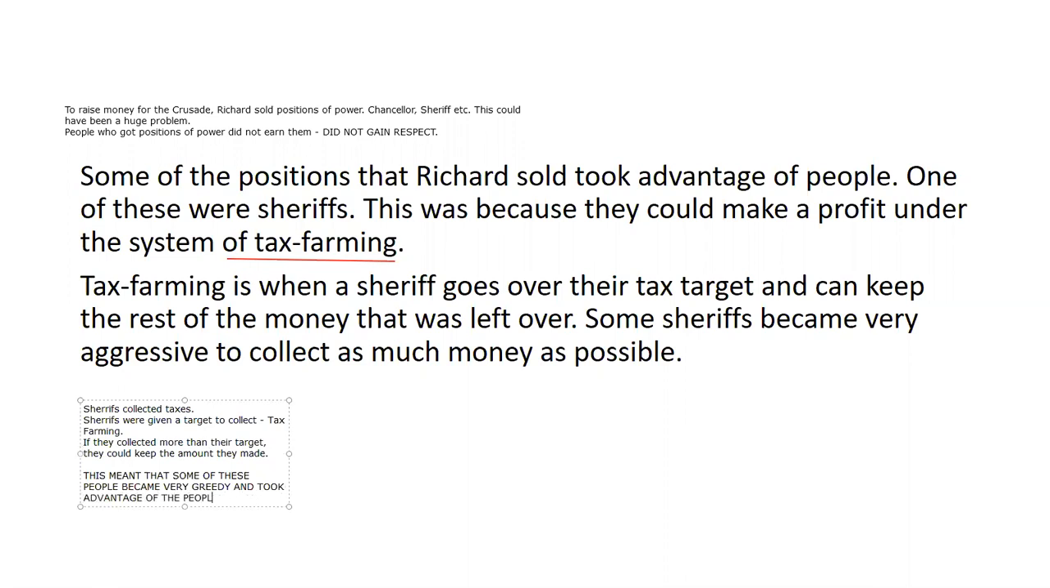Who would get the blame for this? The blame would be Richard, because he put them in these positions of power. This suggests that Richard did neglect the throne, because he was giving power to people to make money. He made this money, he was trying to go on crusade. So you could argue that he was doing it for the right reasons, but to run a country on people who were going to take advantage of them wasn't going to work.